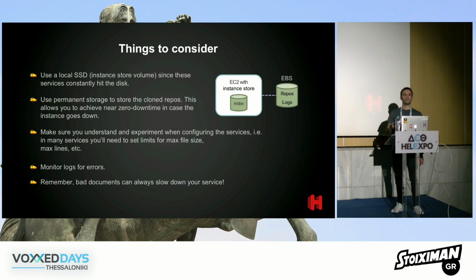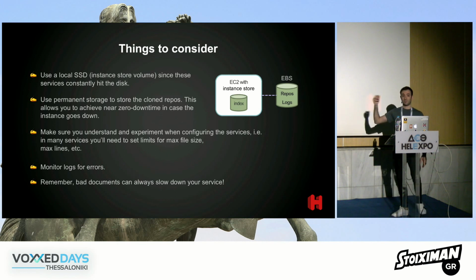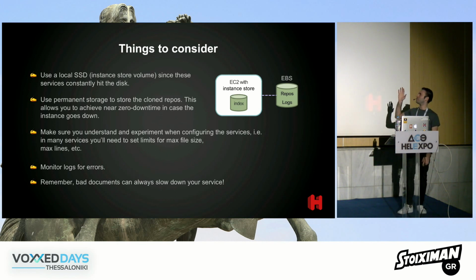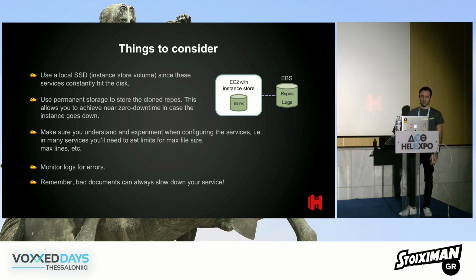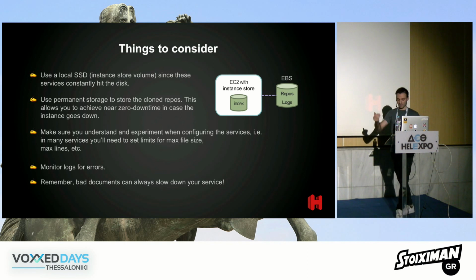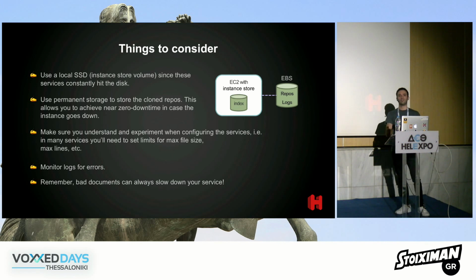Whichever service you decide to use, you will need to consider a few things. The first thing is that you should use a local SSD, especially to store the indexes. Why is that? Because those services constantly hit the disk. You are going to need an SSD here. But because SSDs, for example, instances with instance store from AWS, have ephemeral storage, it's not permanent, you're going to need something like an EBS for permanent storage in order to store your repositories or your logs, which should be stored permanently.